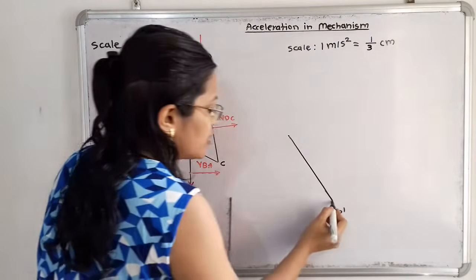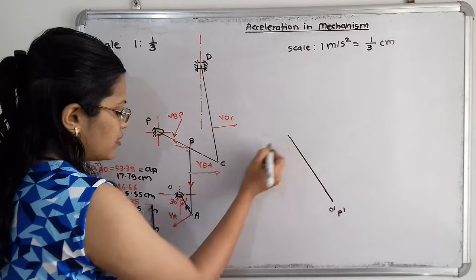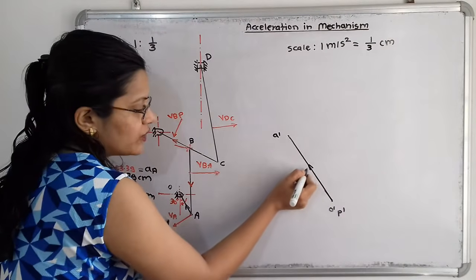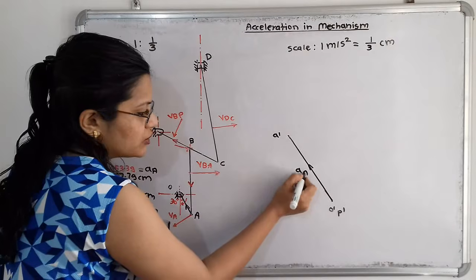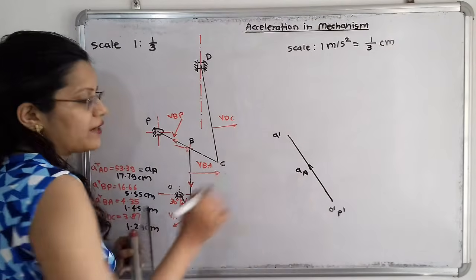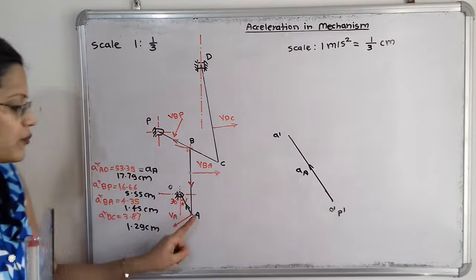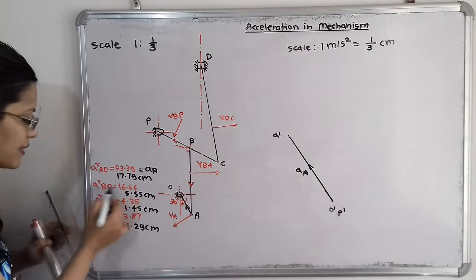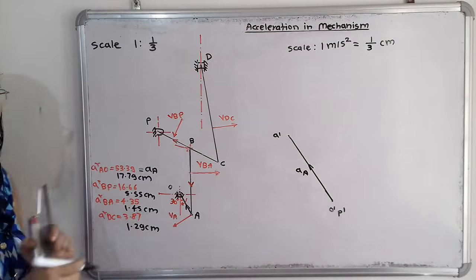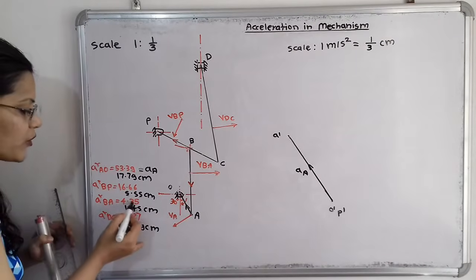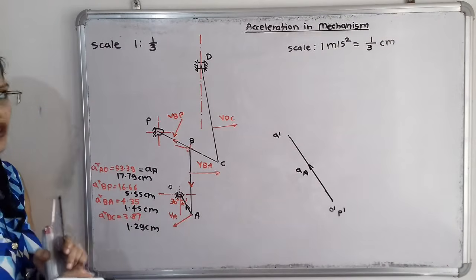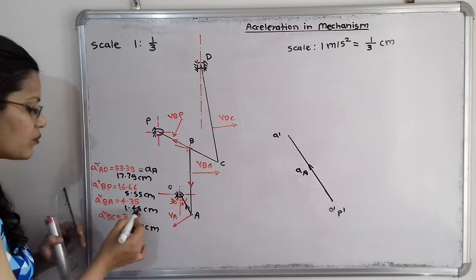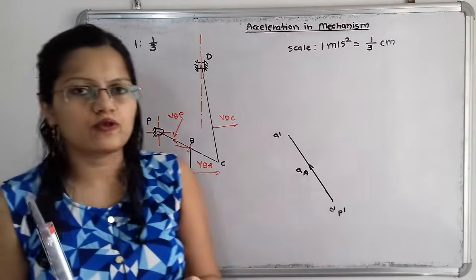So here the initial point is O dash and the final point is A dash. This vector O dash to A dash indicates the acceleration, so we will say it is the total acceleration at point A. Now at point A there is again the link AB. For this link AB the radial component of acceleration is 4.35 meter per second square. As per this scale, 4.35 divided by 3 is 1.45 centimeter that we have to take.